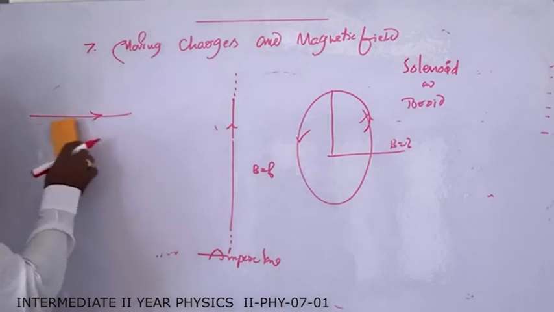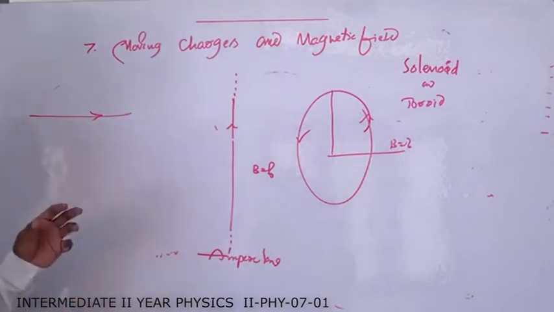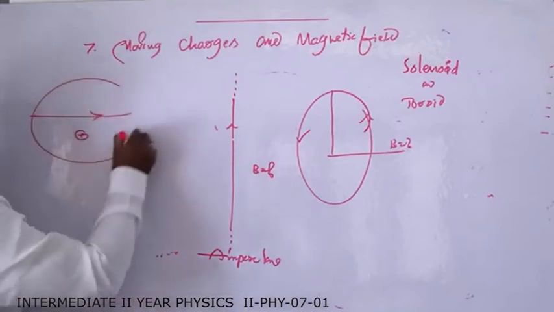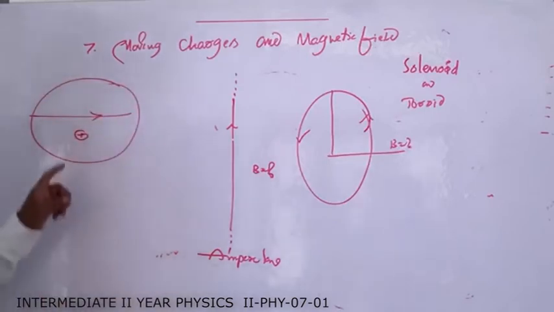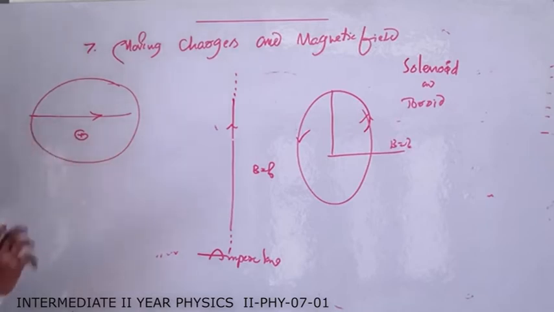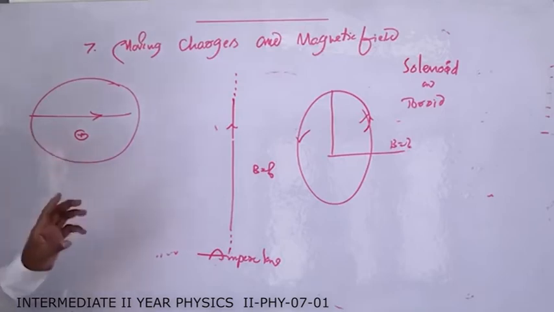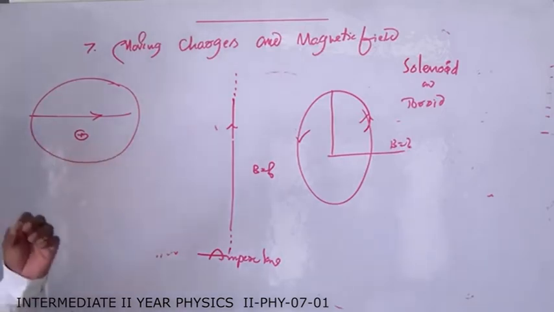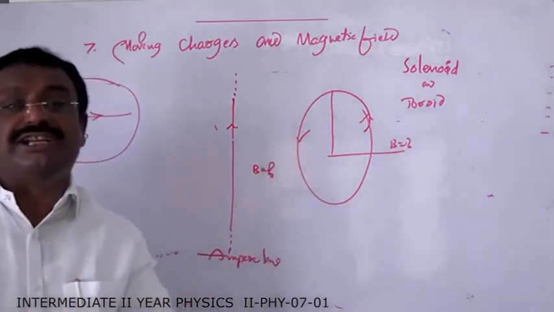So instead of a magnetic needle, if we keep an electric charge in this magnetic field, it experiences a force. Next, we are going to study the force on an electric charge in the magnetic field. But if the electric charge is at rest, it does not experience any force. A stationary charge cannot experience any force in a magnetic field.